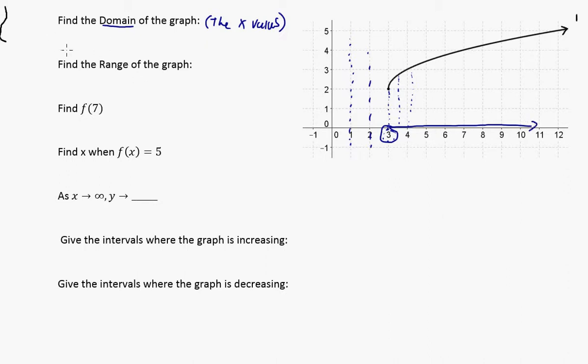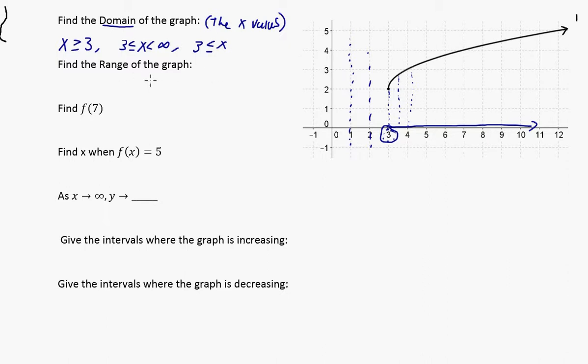So there's a couple ways we can write this. We can write that x is greater than or equal to 3, because 3 is actually an input value. We could write that x is between 3 and infinity. Or we could write that 3 is less than or equal to x. All of these ways are fine ways to express the domain of this function.